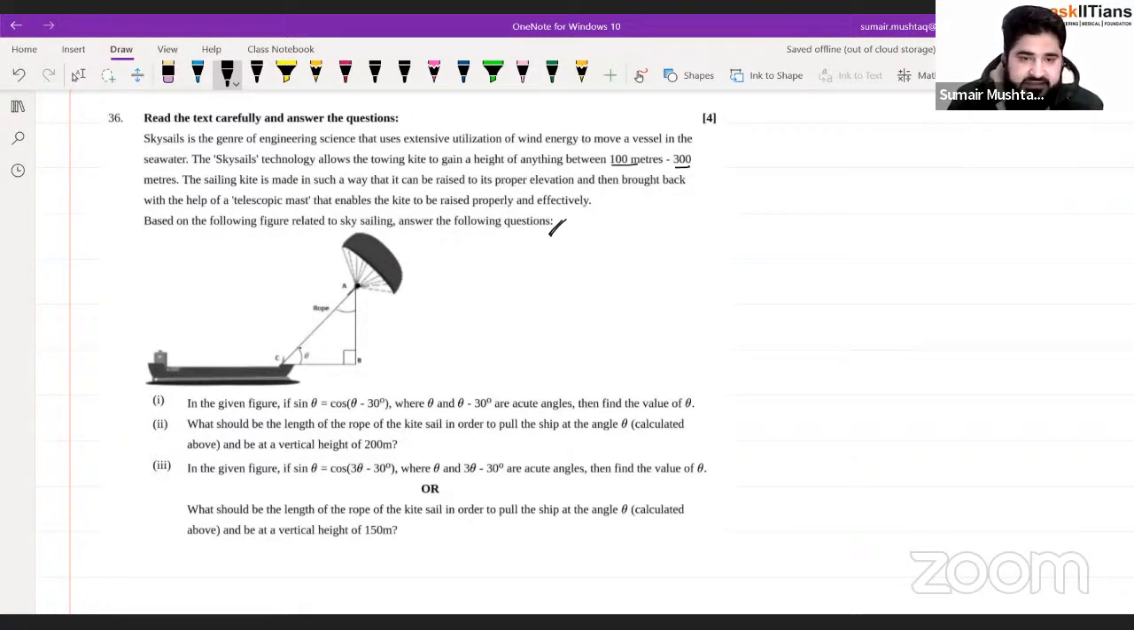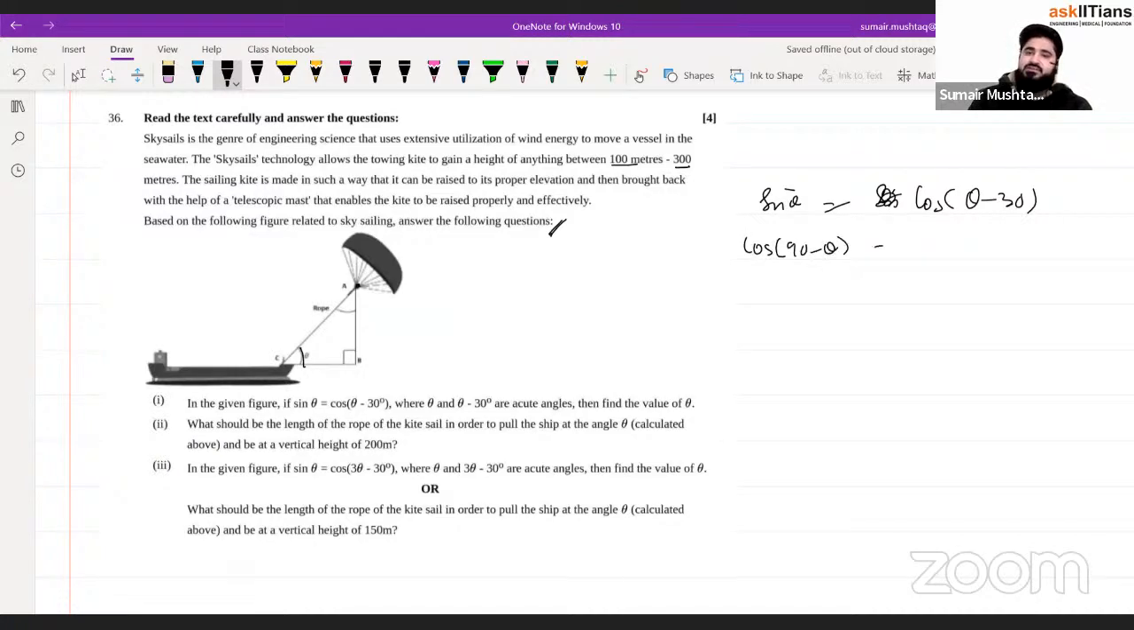In the given figure, this is theta. The sine theta is equal to this, and theta minus 30 is an acute angle. Find the value of theta. Very easy. Sine of theta is equal to cos of theta minus 30. I can't equate cos and sine directly, but I can equate with their complementary angles. That means I can put the sine as cos of 90 minus theta, equal to cos of theta minus 30. Cos and cos will go. So 90 minus theta is equal to theta minus 30, and this gives 120 degrees. 120 degrees divided by 2, so theta is equal to 60 degrees.